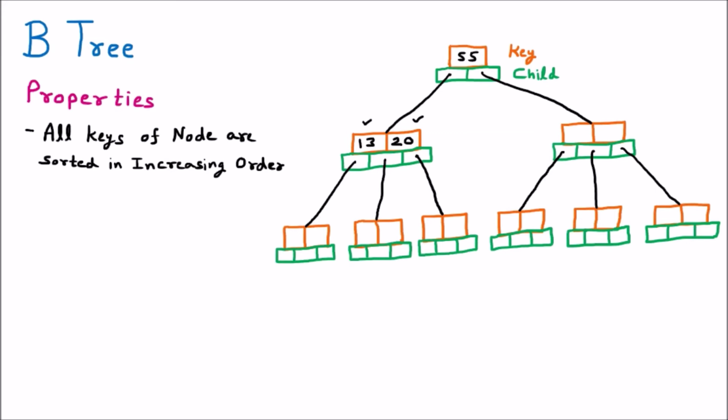Similarly, if we go downwards toward the 13, the values are less, like 2 and 4. So they are also in the ascending order, and they are also following the property. Then afterward, the next block will have the values between 13 and 20, so that can be 14 or 17. They are also in the ascending order. Then afterward, more than 20 but less than 55. So here values like 22, 45 will come. They are also in the ascending order.